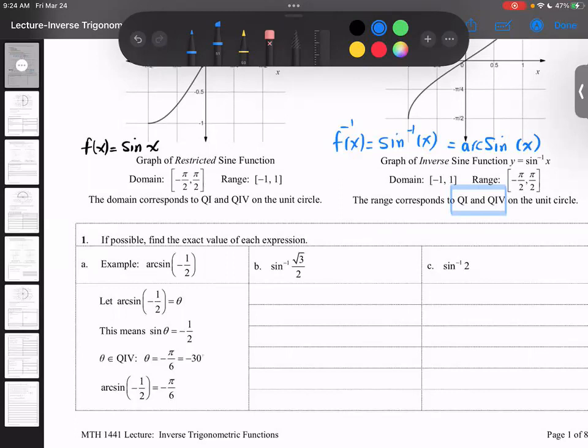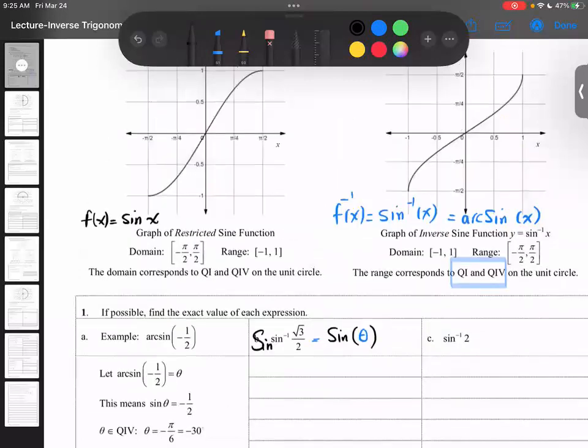All right, so let's take a look at 1b. If possible, find the exact value of each expression. For 1b, I'm going to let my expression equal theta, and I'll tell you why I do that. Leave a little space. I'm going to take sine of both sides, kind of like taking the square of both sides. Do you guys remember this? Don't write this down. It was from your recent exams.